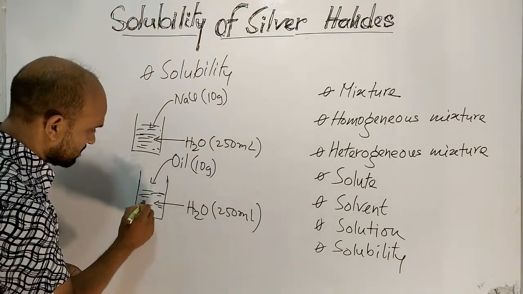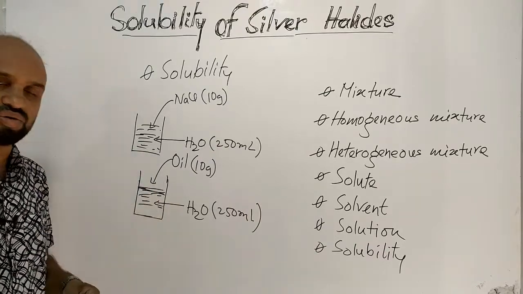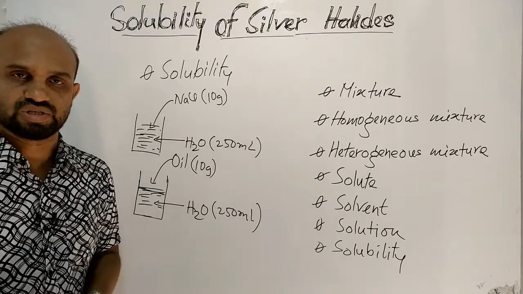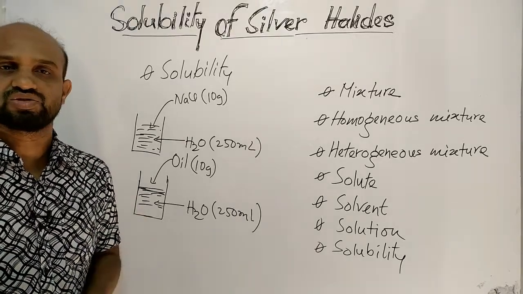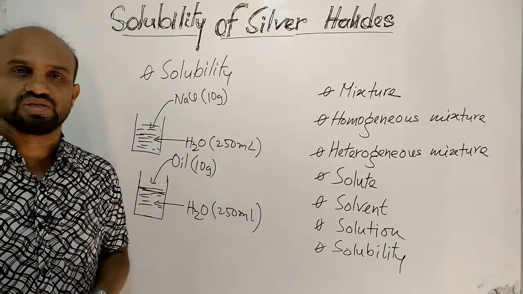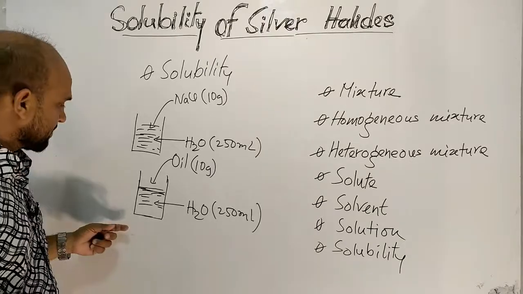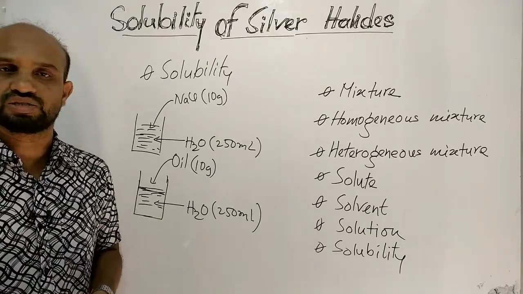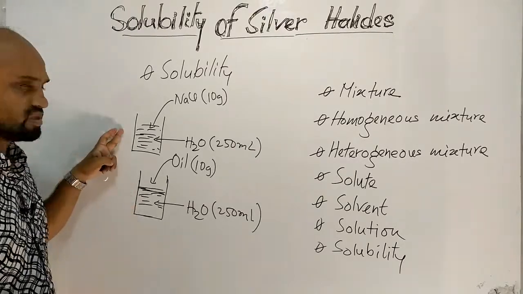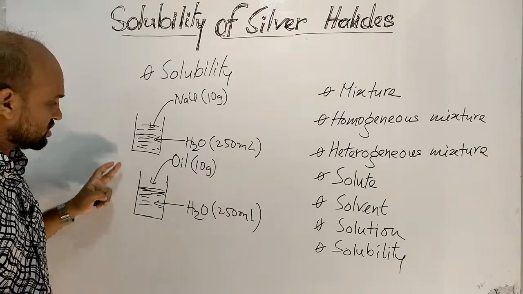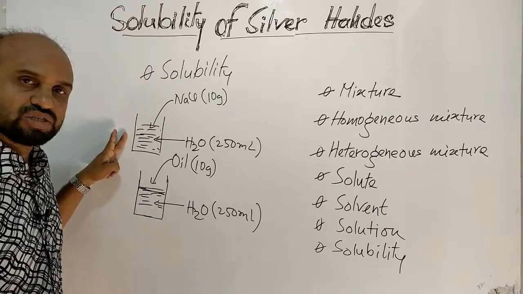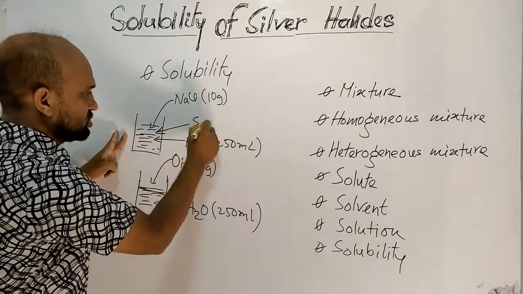And here oil floats on the surface of the water. This is not a homogeneous mixture. In this case, composition is not uniform throughout the mixture. Based on this point, this is called homogeneous mixture, this is called heterogeneous mixture, and this homogeneous mixture is called solution.